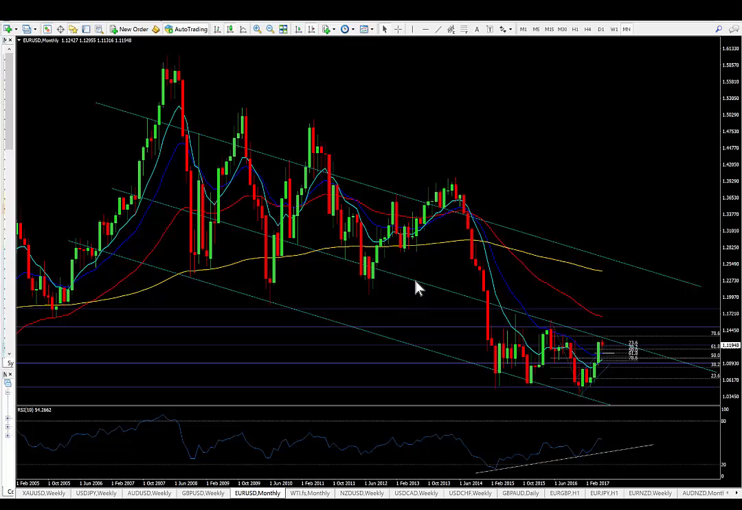The reason why these are here is because, as you can see, we're currently ranging within it. Now, I haven't just randomly placed these lines at all. They are actually to do with as many touches and divisions as I can find. So there's a touch here, there's a touch there, there's a bit of division there, there's a touch here, a bit of division through here.